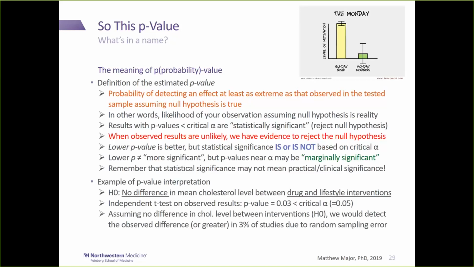What it's essentially saying is that assuming there is no difference in cholesterol level between interventions, that's my null hypothesis, and I'm assuming that to be reality, we would detect the observed difference or something greater in magnitude in only 3% of studies simply due to random sampling error. So what this is suggesting is because that probability is so low and I did just observe that result, I should probably start questioning my reality. So is there evidence now to suggest rejecting the null hypothesis, and maybe I should start considering the alternative hypothesis?